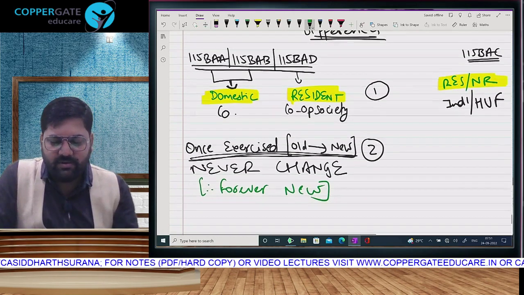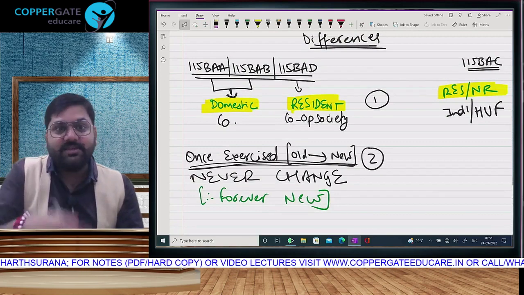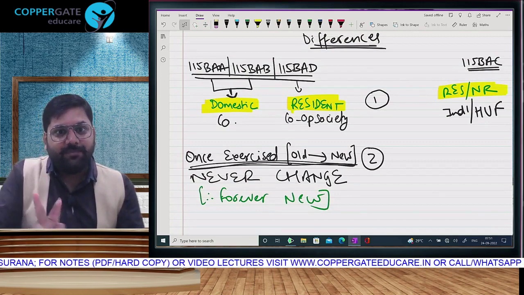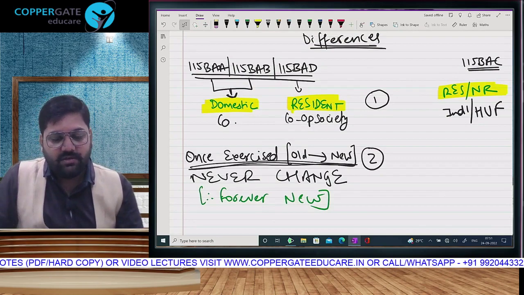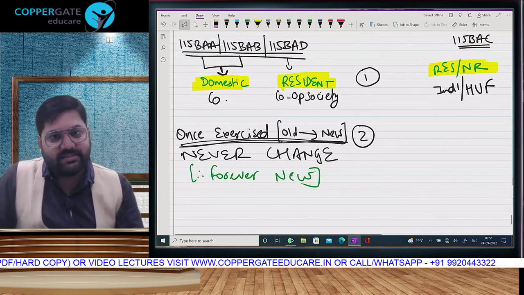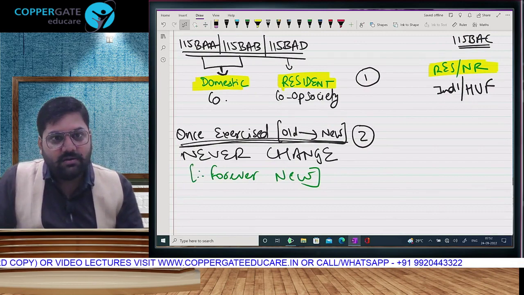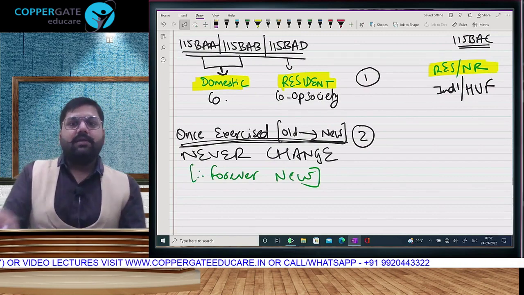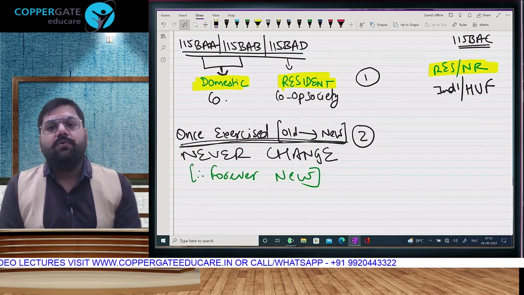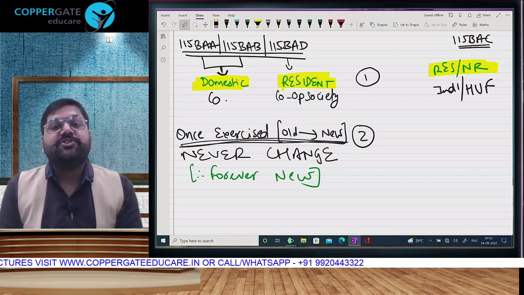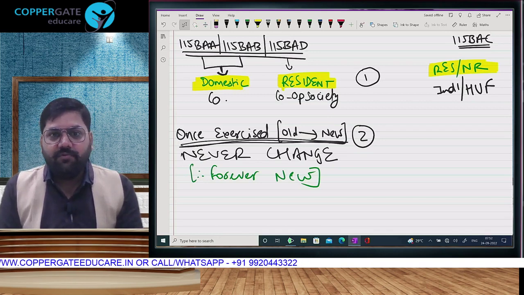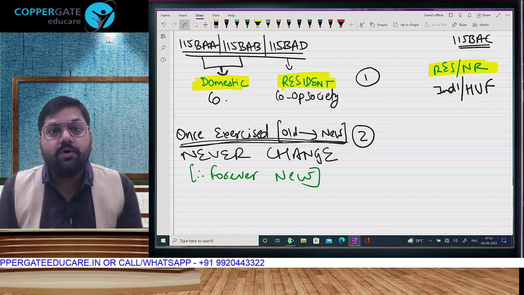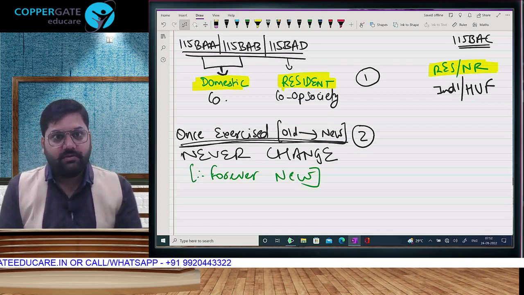Chaliye, no problem. Where is the difference? These 3 have the same rule. Company, cooperative society, same rule. Resident hai, domestic hai, and cannot change. Here in 115BAC, non-residents are also covered. Plus, they are also going to provide you the facility of changing. You will be given the freedom of changing your option.